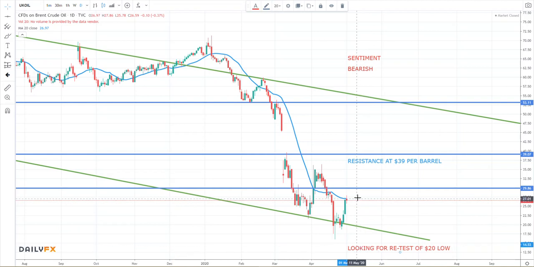The only thing that would change my sentiment is if price moved above $30 per barrel, then we could see the test of the $39 per barrel instance. So that'd be the first event that would need to happen.